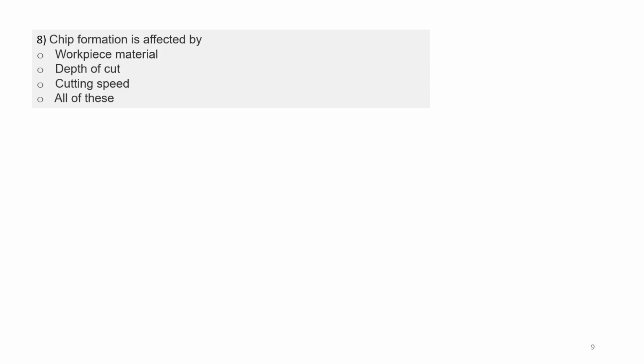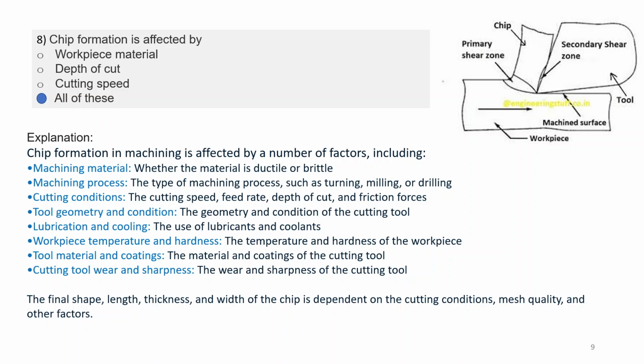Next question: chip formation is affected by, your options are workpiece material, depth of cut, cutting speed, or all of these. So the answer will be all of these. Okay, so this is the formation of a chip. Here your tool is moving in this particular direction and the formation of the chip is shown. This is a continuous type of chip, this is the machined surface, and this is the primary shear zone between chip and workpiece, and there is a secondary zone between tool and chip.